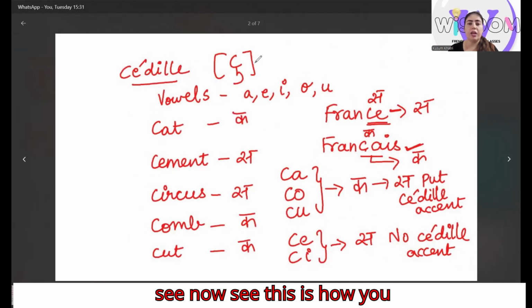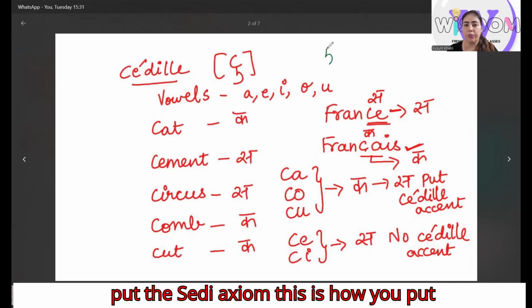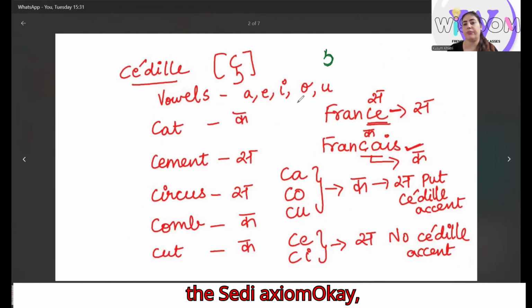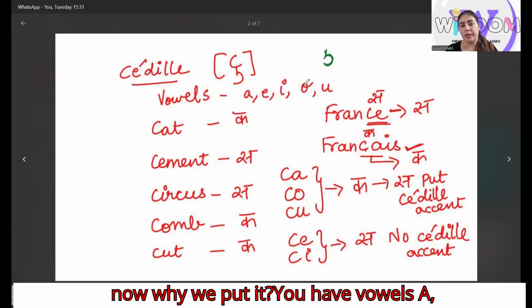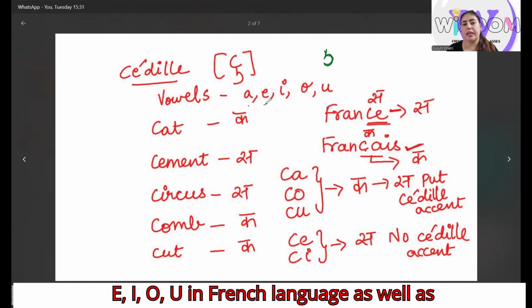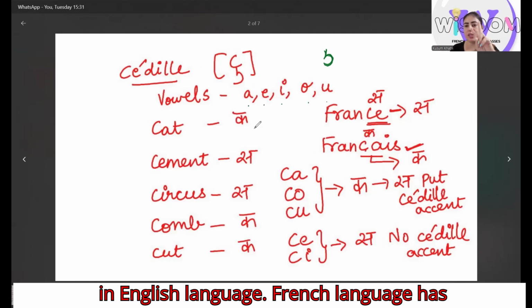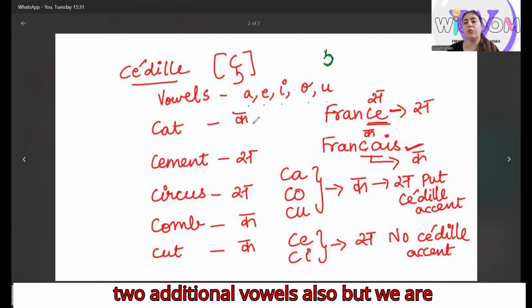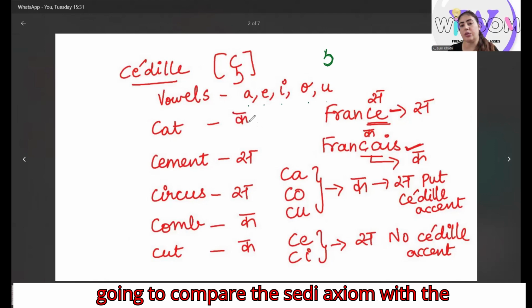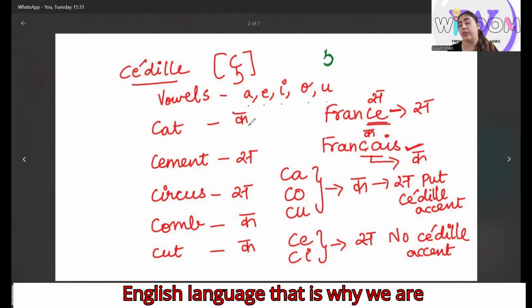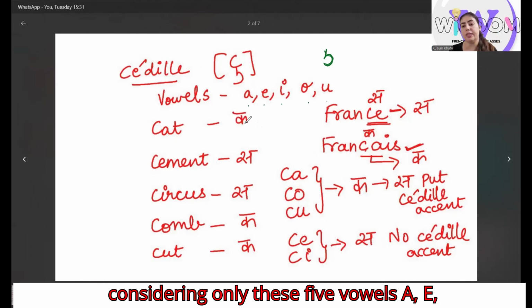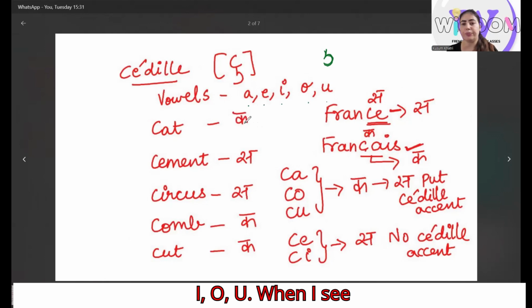Underneath C. Now see, this is how you put the Cédille axiom. Okay. Now why do we put it? You have vowels A, E, I, O, U in the French language as well as in the English language. The French language has 2 additional vowels also, but we are going to compare the Cédille axiom with the English language. That is why we are considering only these 5 vowels A, E, I, O, U.